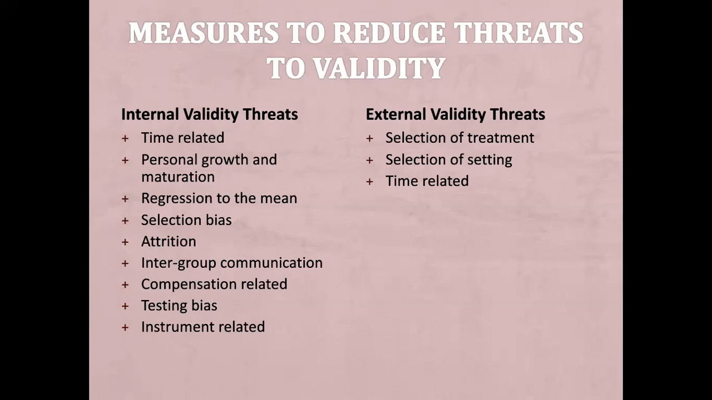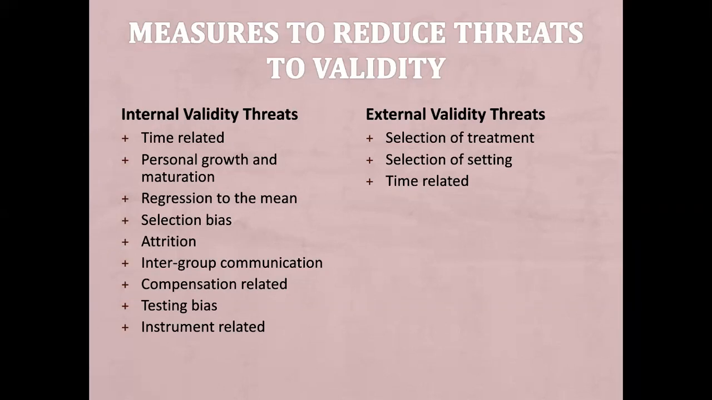We can also have selection bias where certain individuals are picked in certain ways that can change the results. We can have attrition, which is when individuals drop the study, so we don't have as many individuals to fill that sample size to make it generalizable or reliable.